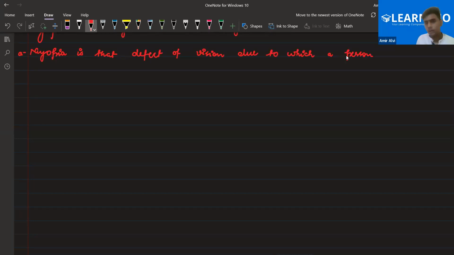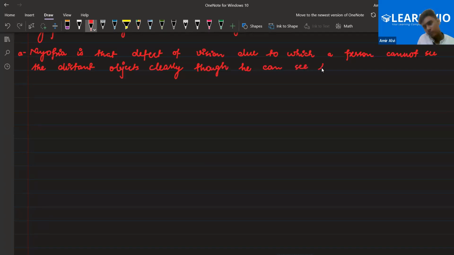A person cannot see far objects clearly, but he can see the nearby objects clearly. So this is myopia.